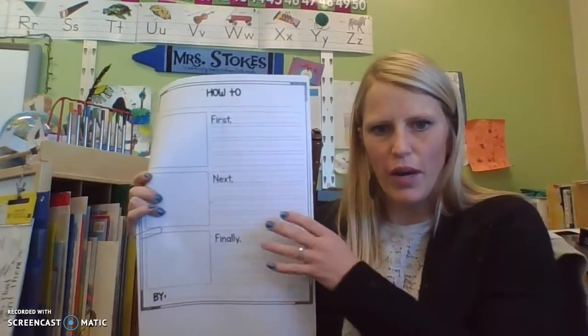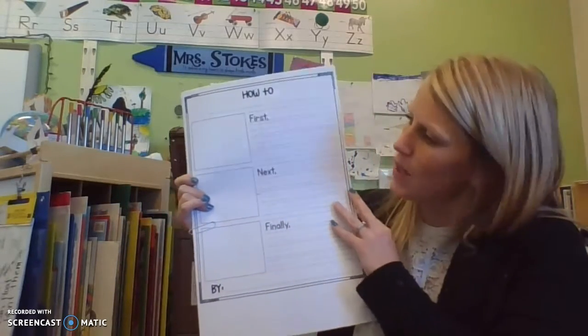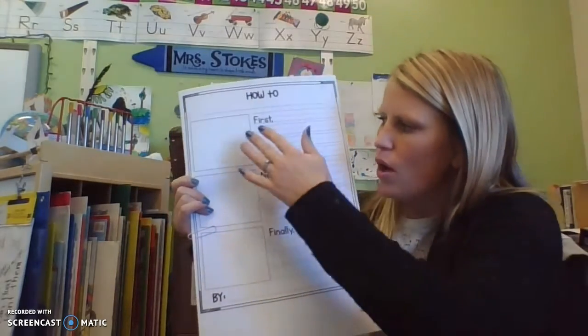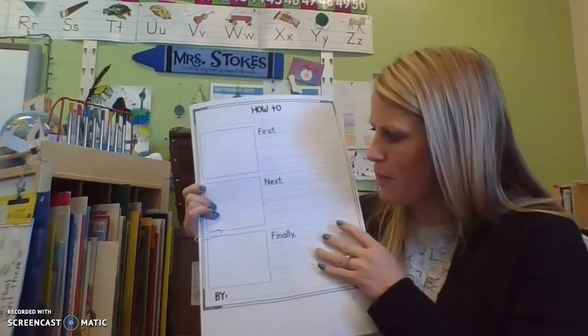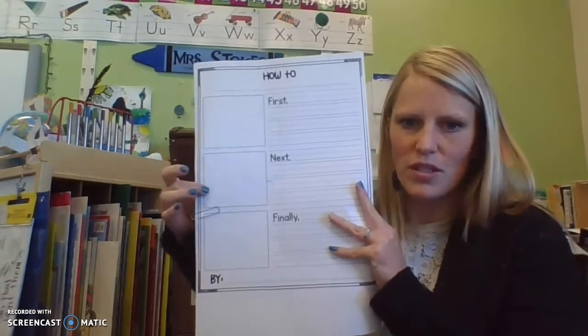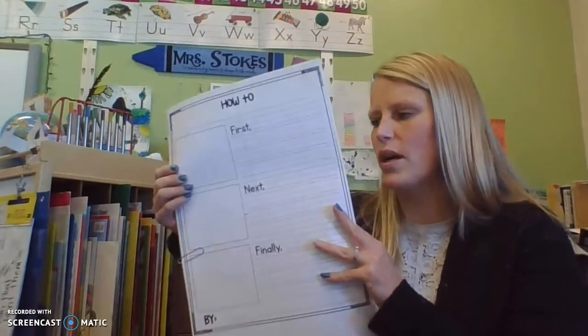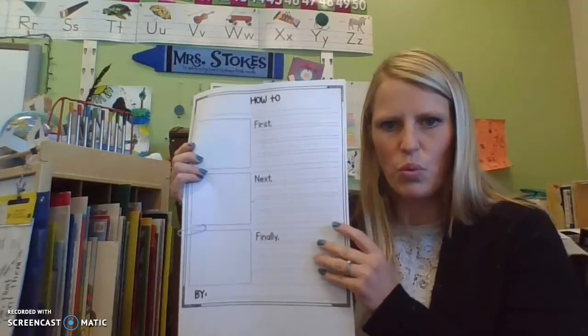Hey class, so for the next quarter, we are going to be focusing on how to write how-to pieces of writing. And sometimes when we write how-tos, we have 3 steps that we come up with. Sometimes we have 4. This paper obviously shows 3 steps, first, next, finally. And so we're going to talk about how we use this form to plan our how-to writing.